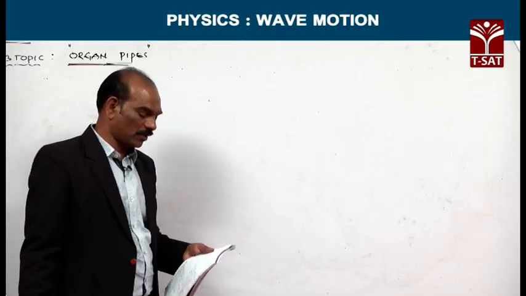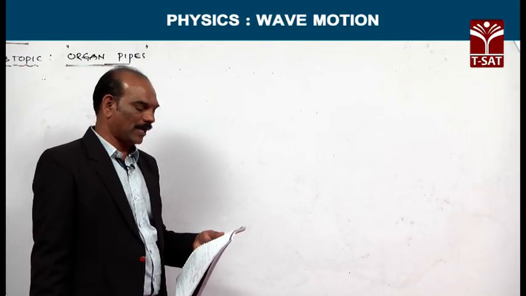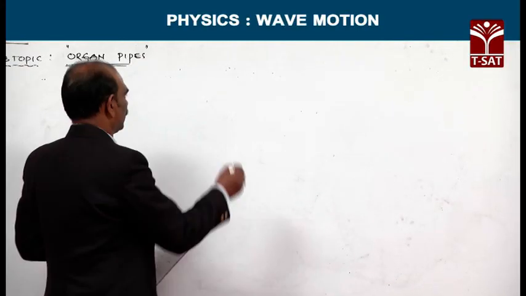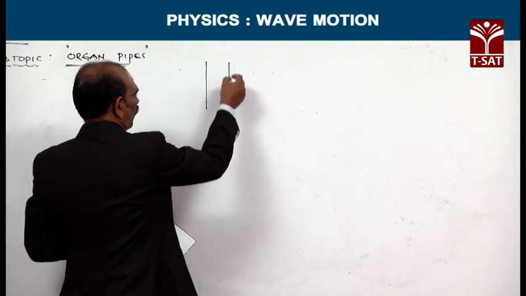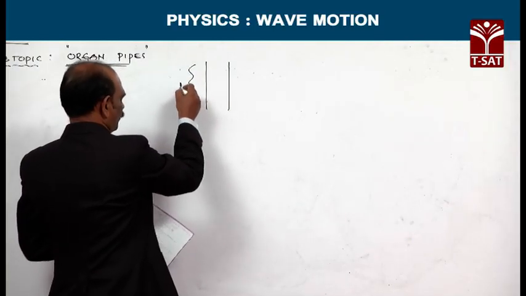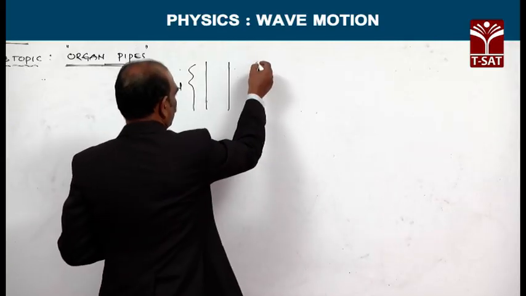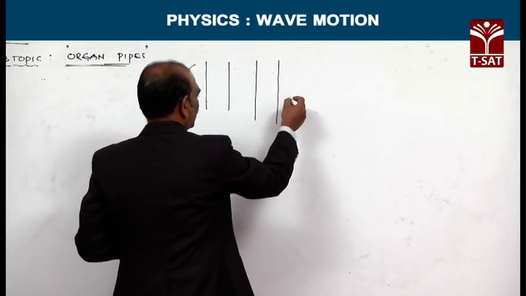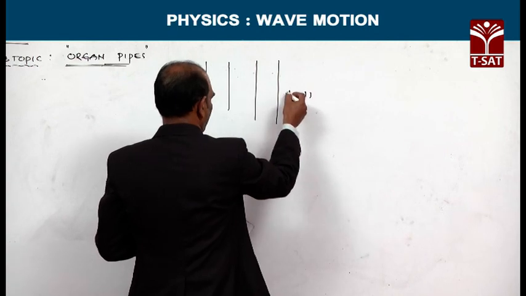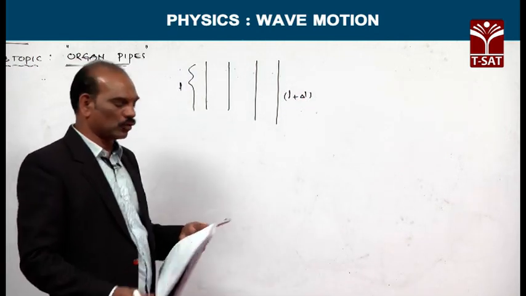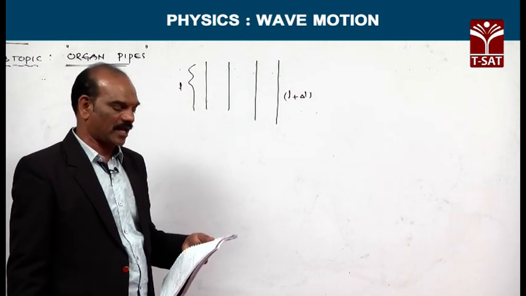So let us discuss one problem. The lengths of two open pipes are L and L plus delta L. So we have two pipes, one with length equivalent to L and one more pipe with length equivalent to L plus delta L.